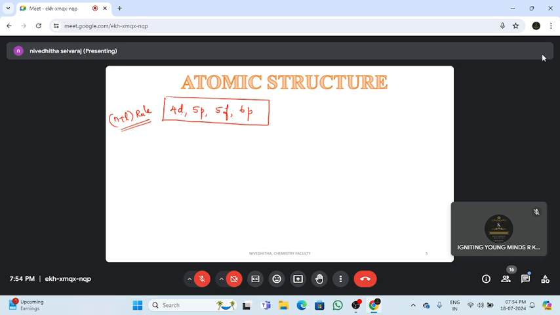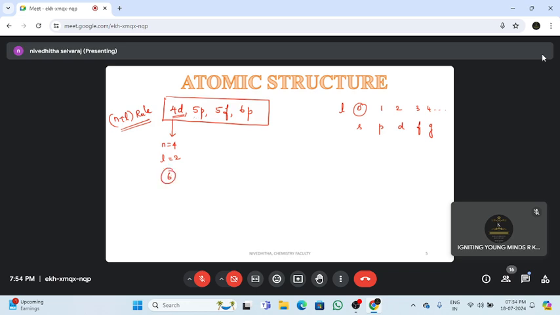Okay, so let us calculate for 4d. Here, the value of n is 4. And what is the value of the azimuthal quantum number? Basically, 2. Yes, very good. So l value can be 0, 1, 2, 3, 4, etc. These can be represented as s, p, d, f, g, h, i, j, k and so on. Here this is d, so the value of d is 2. So 4 plus 2 is 6, right?